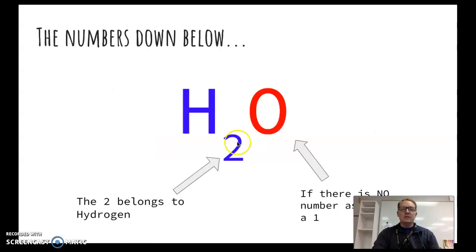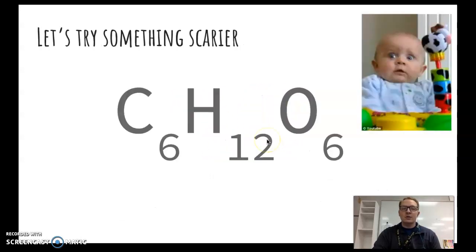We use these little subscript numbers, and the number to the lower right only belongs to the letter just to the left of it. So here with H2O, the 2 belongs to the H, 2 hydrogens. And if you ever see just a letter or a chemical symbol from the periodic table with no number, you just assume that there's a 1 there. So 2 hydrogens and 1 oxygen.